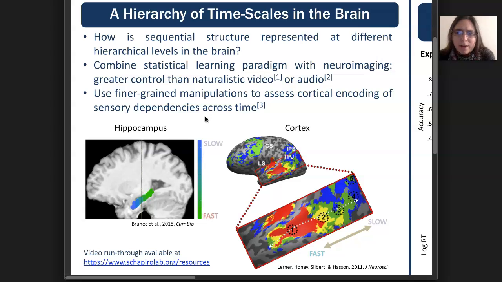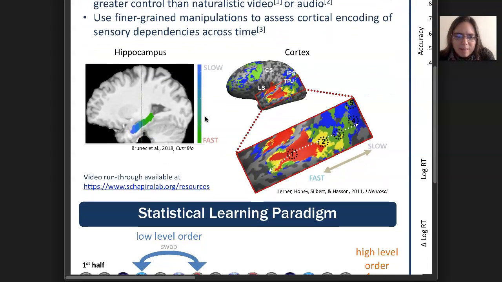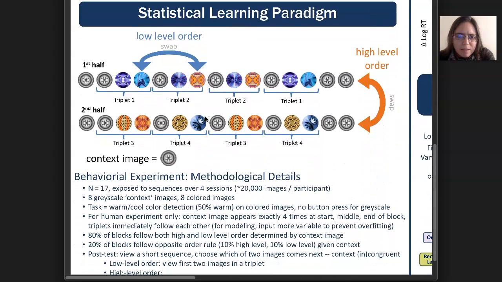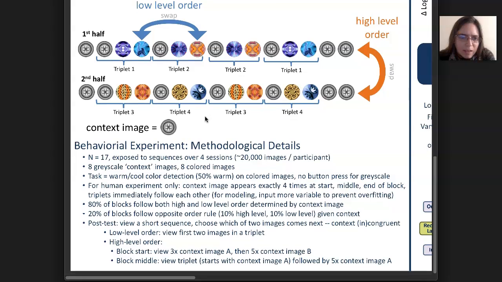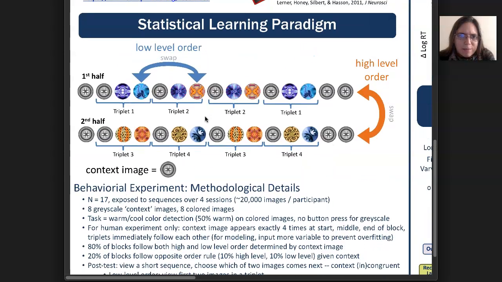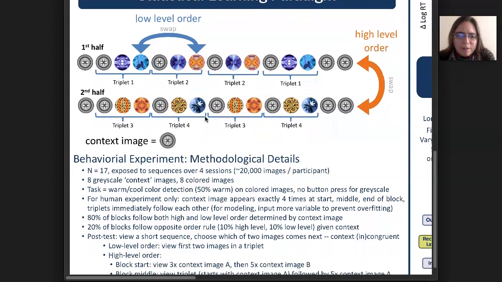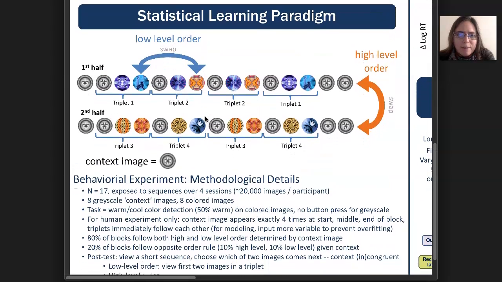And so, what we're going to do is complement them by examining the learning process as human learners are exposed to sequences that are structured at both a low level and a high level. We're also doing some computational modeling work. And at the end, I'll talk a little bit about our plans for a neuroimaging EEG experiment where we'll be able to localize where these effects are in the brain.